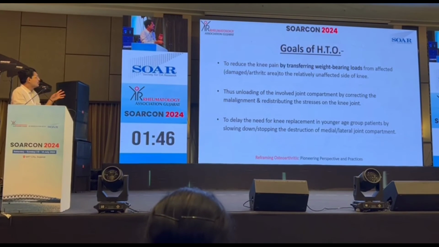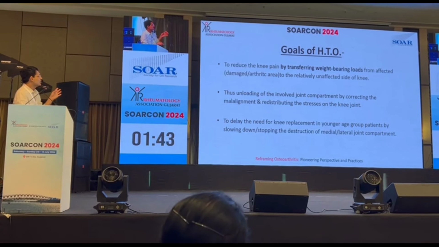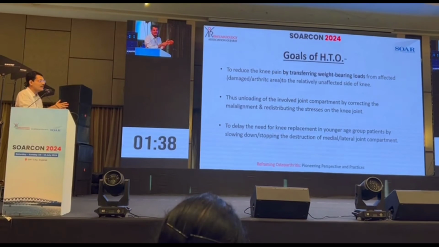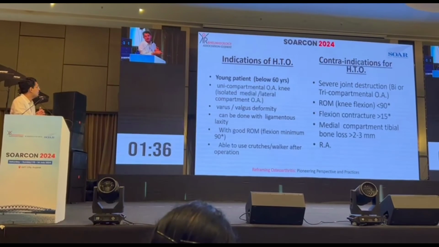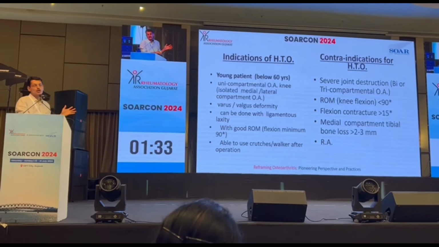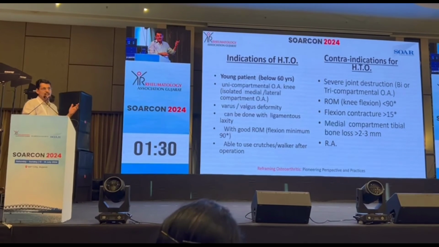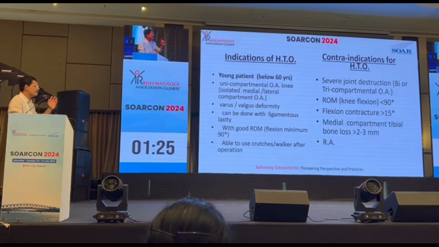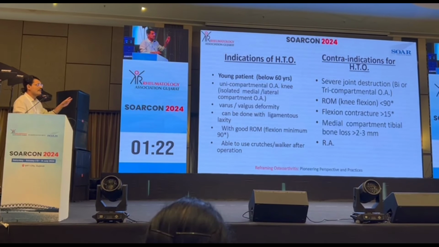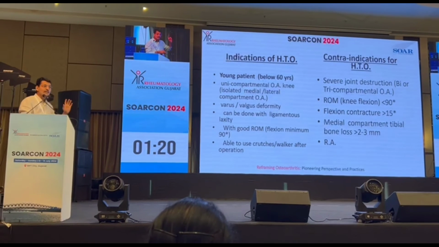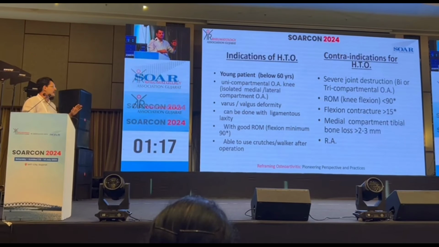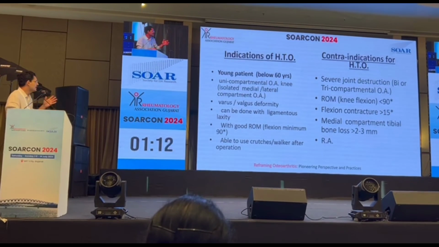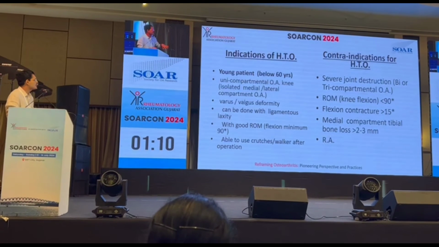As I told you, you can do high tibial osteotomy surgeries to transfer the weight bearing loads. If your weight bearing axis is not perfect, you can make it perfect by doing a high tibial osteotomy. It can be done in a young patient less than 60 years of age, with unicompartmental involvement, only one side, medial or lateral, and a varus or valgus deformity. If you have ligament problems, you can do osteotomy. There is no contraindication. You should have a good range of motion. The knee should bend completely and extend completely. The patient should be able to use crutches after the procedure.